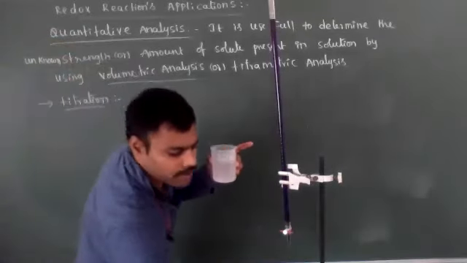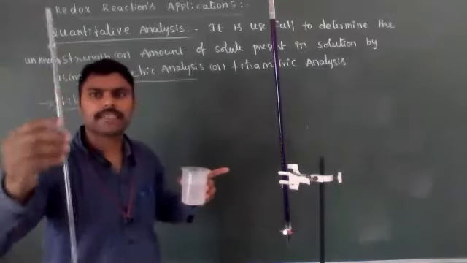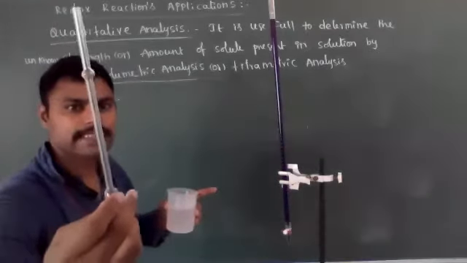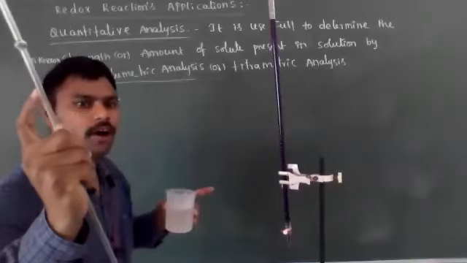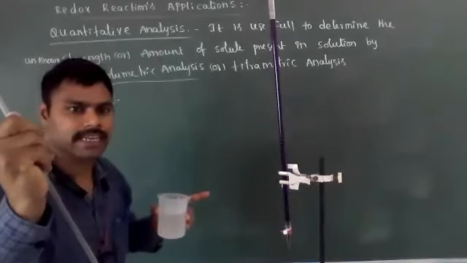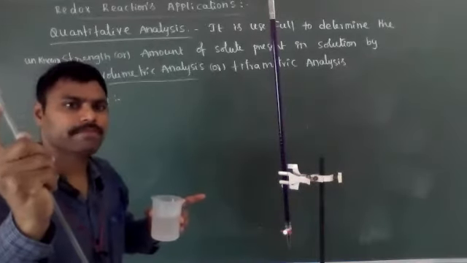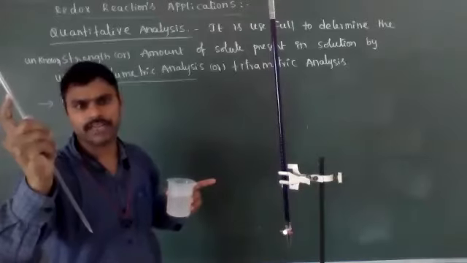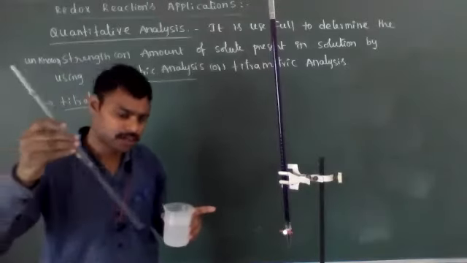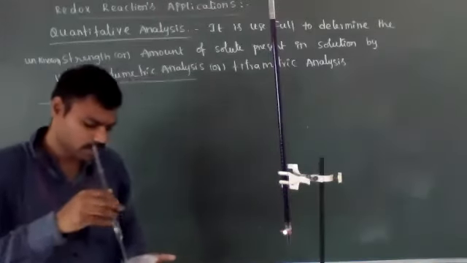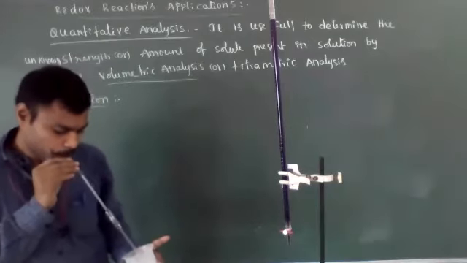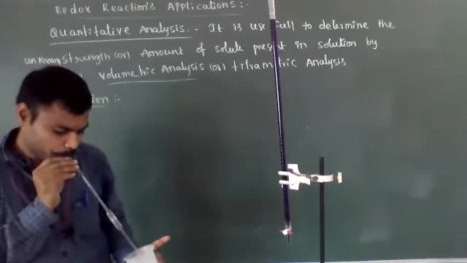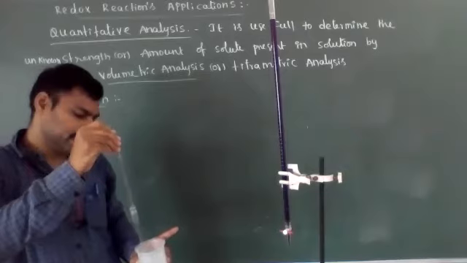How much amount do we need to take? By using a pipette. This pipette volume is 10 ml. See here, one mark is present, up to that mark exactly 10 ml comes. Otherwise 20 ml, 50 ml pipettes are also present, but 10 ml is sufficient. That's why I am taking 10 ml of oxalic acid.